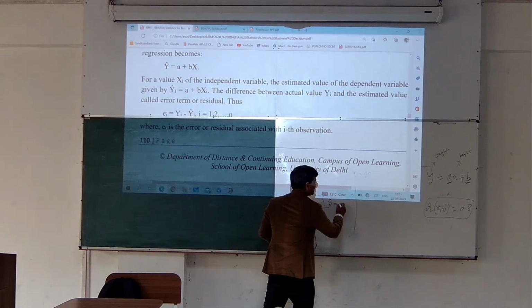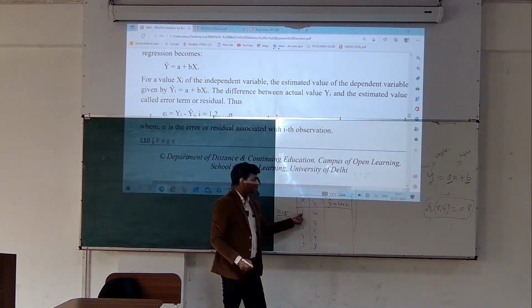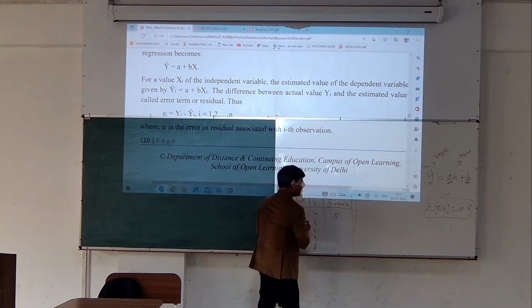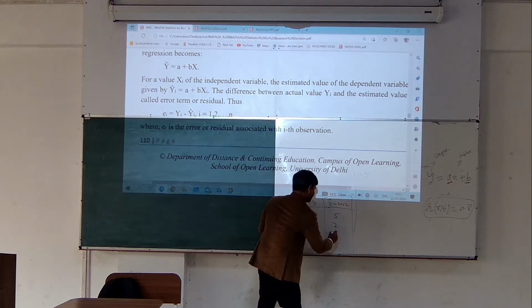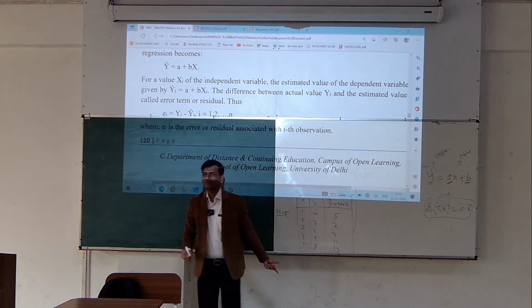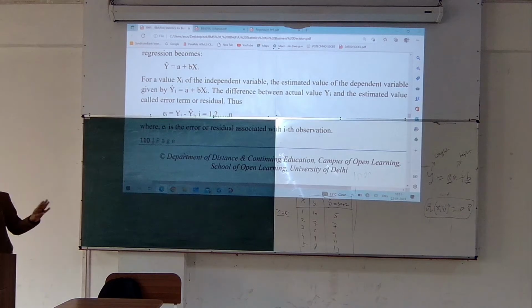Suppose you have some relationship, this 3x plus 2. So according to this, when x is 1, y would be 5. If x is 2, then it would be 7. Then 9, 11, 13. So this is the predicted y. Right now I don't know what kind of relationship I would have, but suppose you have the relationship 3x plus 2, then you have the predicted y.